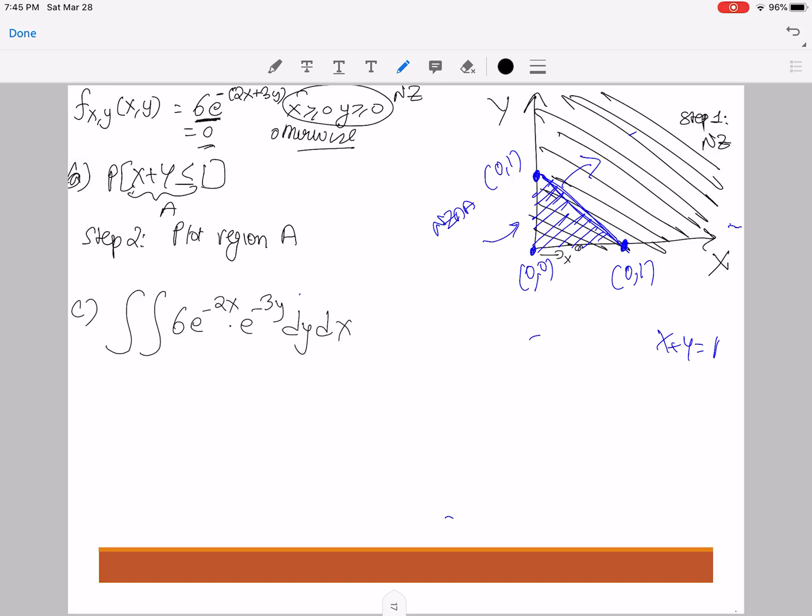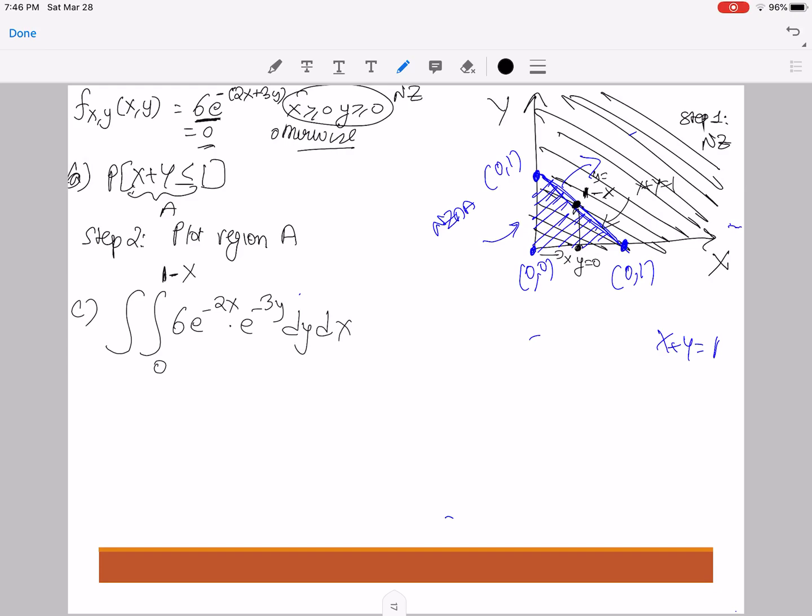For any value x, y varies from 0 all the way to this point right here, which is on this line, 1 minus x. Because this line right here is x plus y equals 1. So naturally y will be equal to 1 minus x on this line. So any point on this line, for any x, will have y equal to 1 minus x. So those are the limits of integration for y, from 0 till 1 minus x.